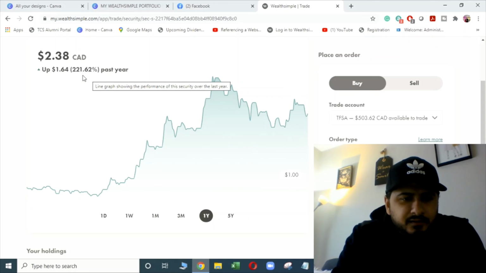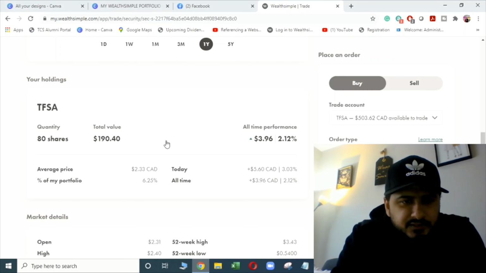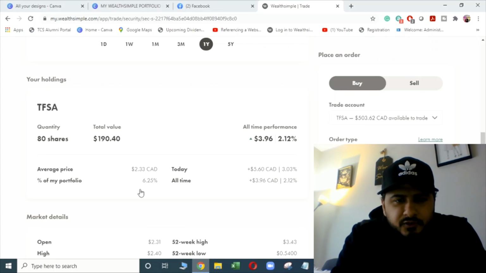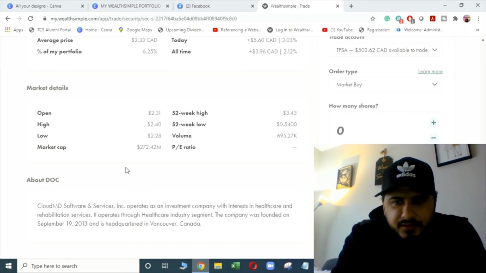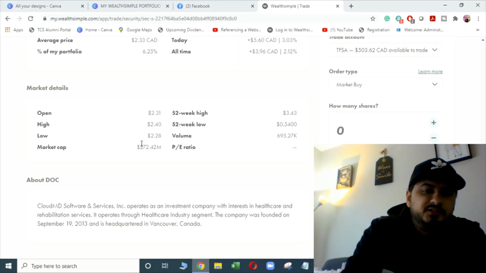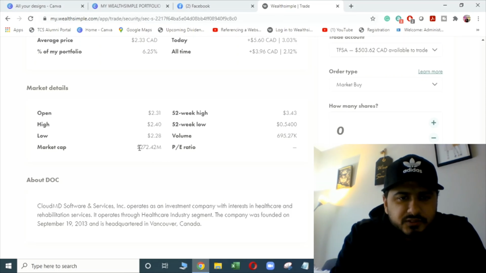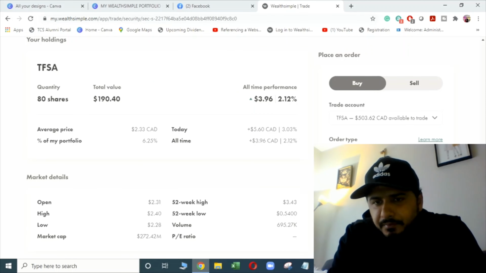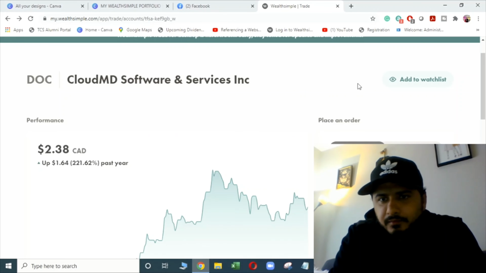And right now we are up by $3.96 in total. So I hold basically 80 shares of this company with an average price of $2.33, and my holding in the portfolio is 6%. And here you can see the market cap, basically what this company is holding in the market. So it's holding near about $272.42, basically 272 million of market cap in the Canadian market. So this is basically the healthcare industry.